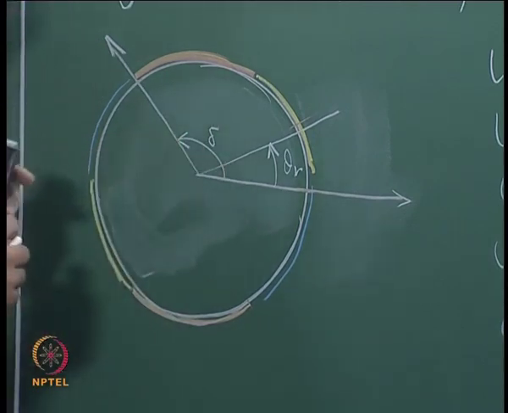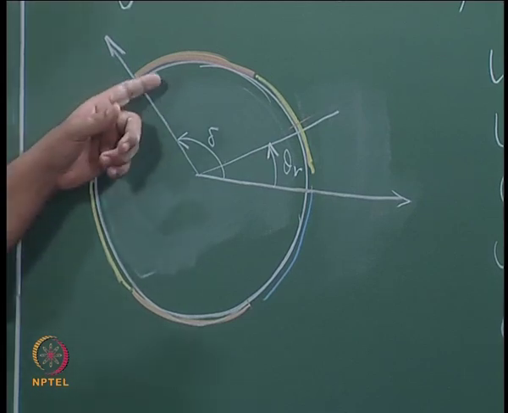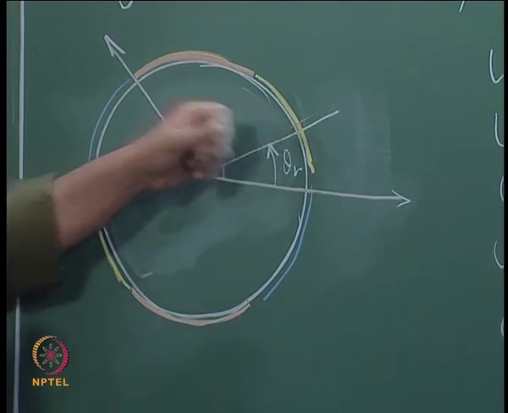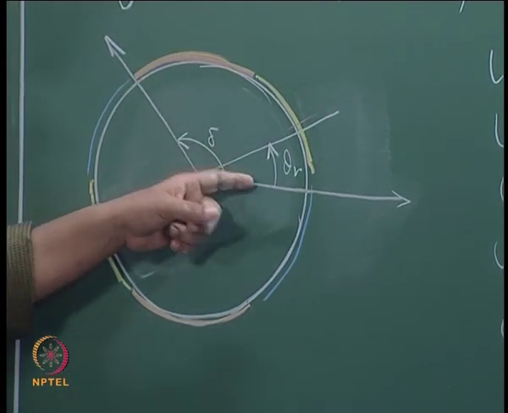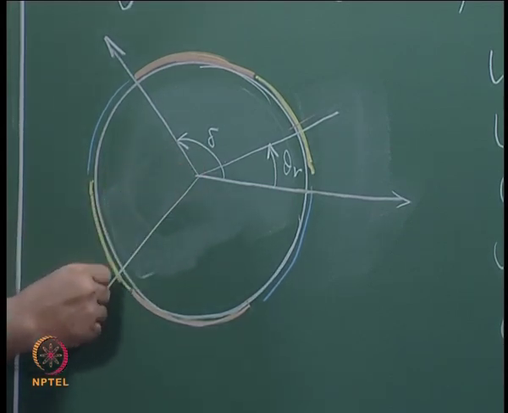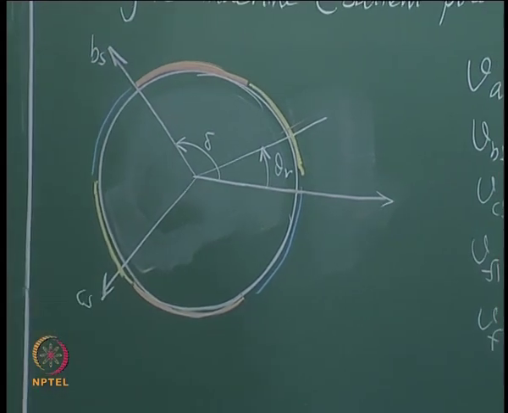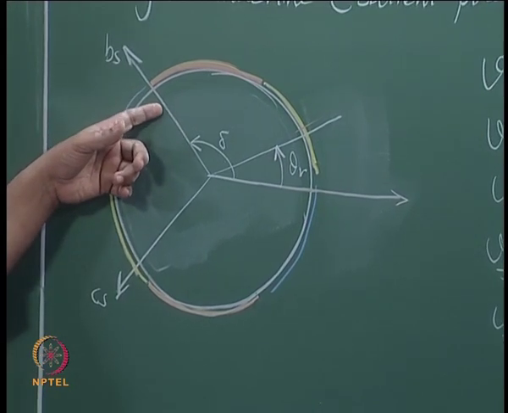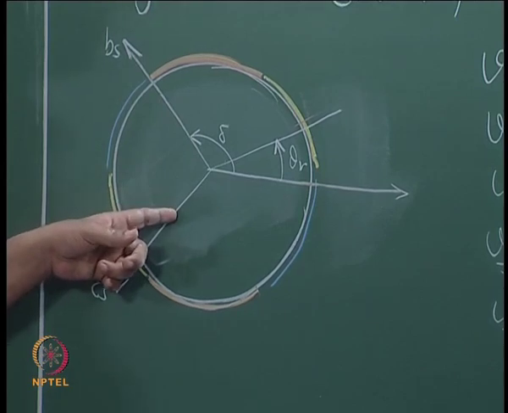Now this figure as such can be used to determine the expression for the mutual inductance between this A phase and that of the B phase. The rotor makes an angle theta r with respect to that of the A phase. The C phase on the other hand is here, this is BS and this is CS. We now want to derive an expression for mutual inductance between B and C.